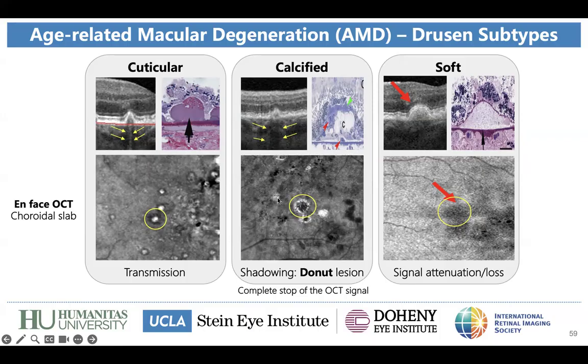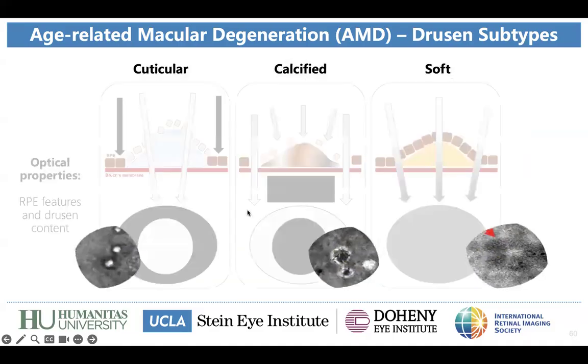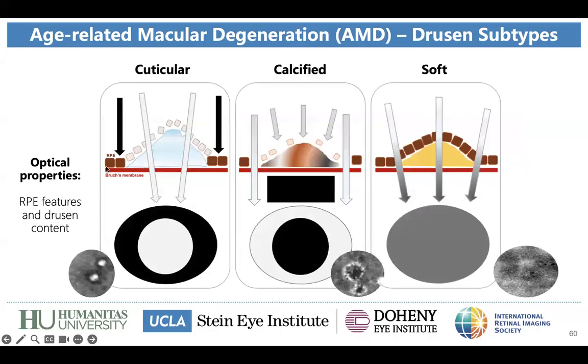Finally, cuticular drusen are characterized by a thinner RPE at the apex of the lesion, and therefore these lesions are characterized by a so-called reverse donut sign because of the hyperreflective core and hyporeflective ring. This is just a cartoon to summarize these differential optical properties due to the different RPE features and drusen content.